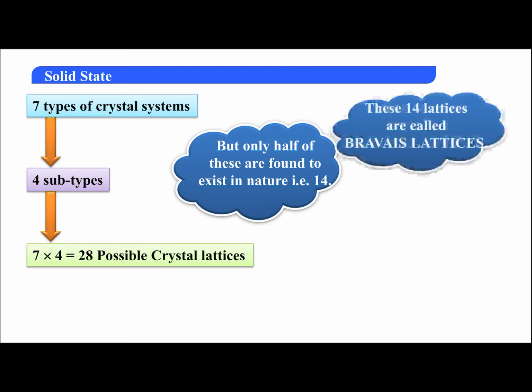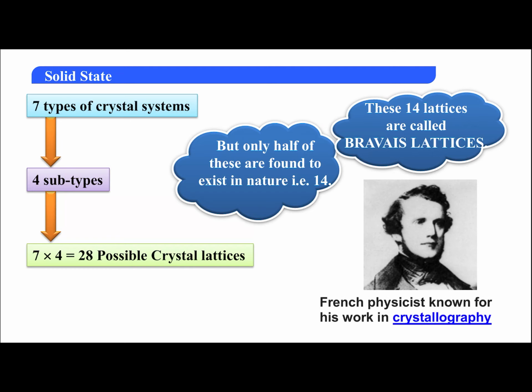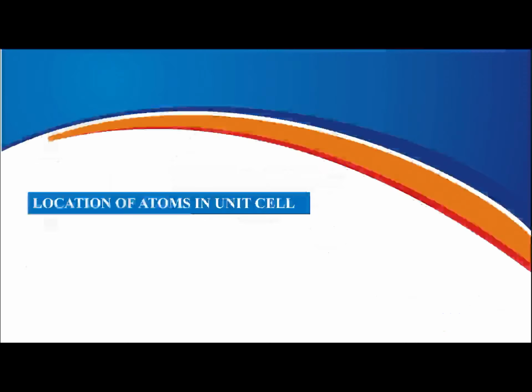These 14 lattices are called Bravais lattices in remembrance of the great French physicist and mathematician Auguste Bravais. This is correctly pronounced as Bravais. He is French, so the French have their own way of pronunciation. He did lots of work in crystallography, and solid state is a part of crystallography because you have a crystalline solid as a learning process.